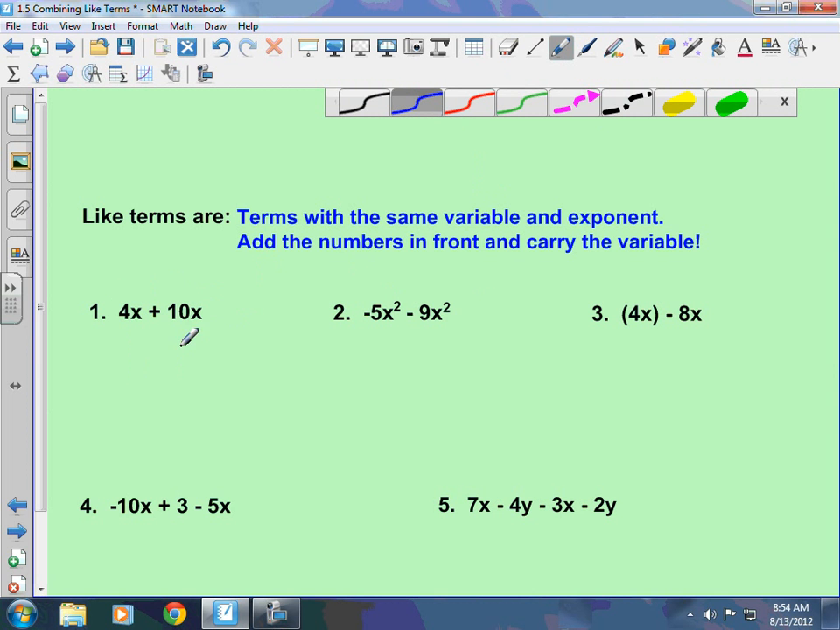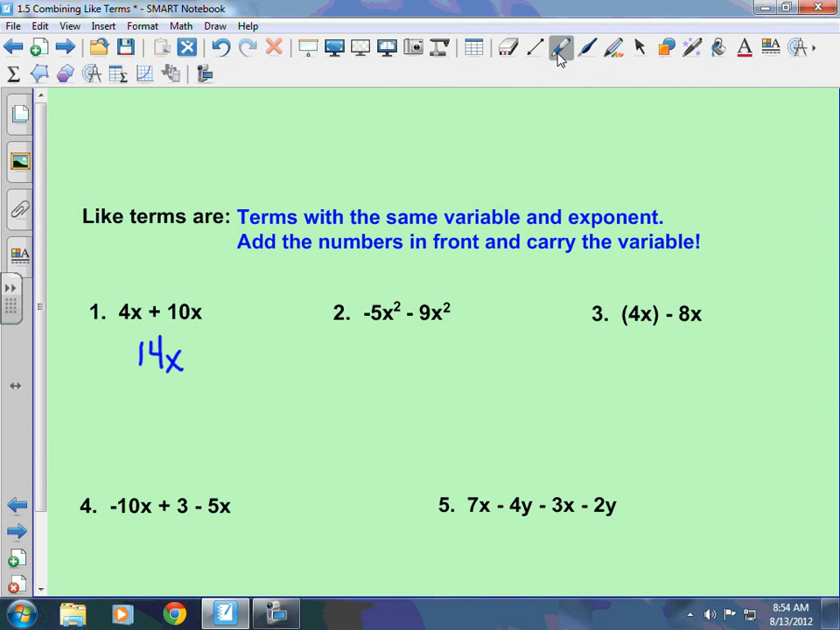How do I combine like terms? I add the numbers in front, keep the letter the same. So, these two numbers have the same sign. 4 plus 10 is 14. I keep the x the same. Number 2, this has an x squared and this has an x squared. So I can combine these two numbers. These have the same sign, so I add them. 5 plus 9 is 14. 9 is negative, so my answer has to be negative. And then I keep the letter the same. You do not add the exponents. You keep the letter the same.